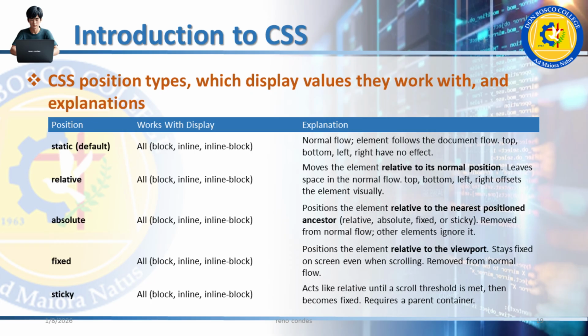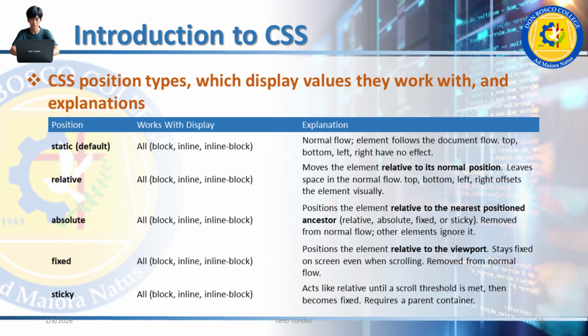Next, let us understand the different CSS position types, the display values they work with, and their explanations. Static, or default position: the element follows the normal document flow. The top, bottom, left, and right properties have no effect. Relative: the element is moved relative to its normal position, while still leaving space in the normal flow. The top, bottom, left, and right properties offset the element visually.